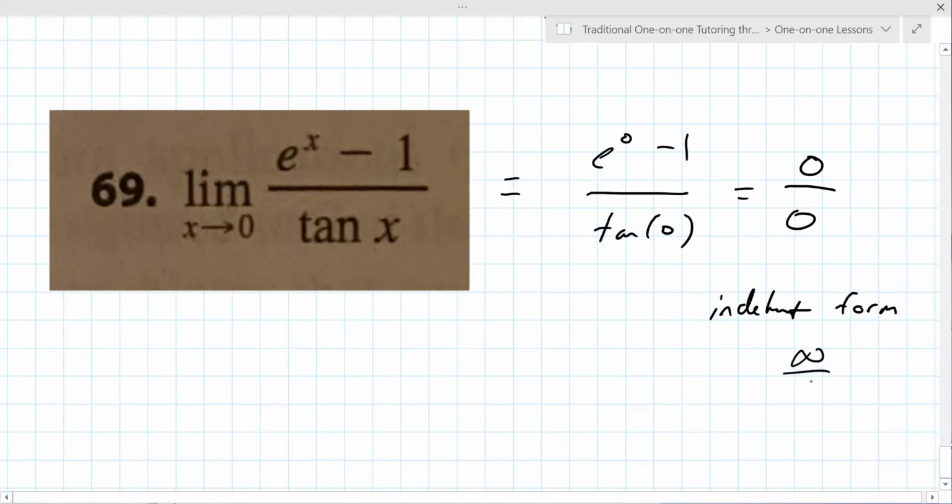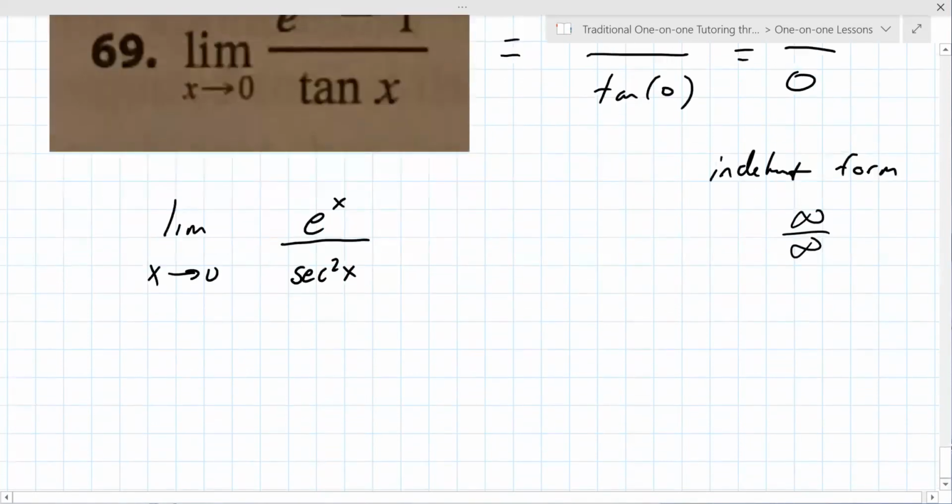And there's other ones. There's like infinity over infinity, and I think there's one or two others. When you get this form, you have to take the derivative of the top and the bottom. It is not the quotient rule. It's the derivative of the top over the derivative of the bottom. So what's the derivative of the top? The derivative of e to the x is itself. The derivative of tangent is secant squared x. Then you try the numbers again.